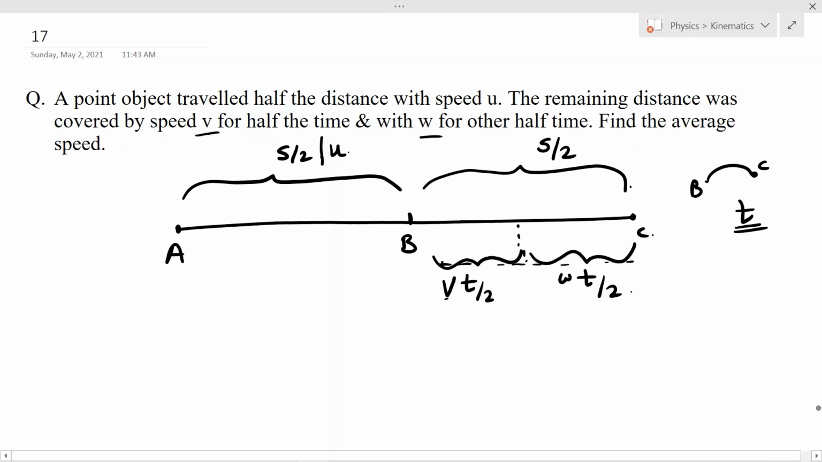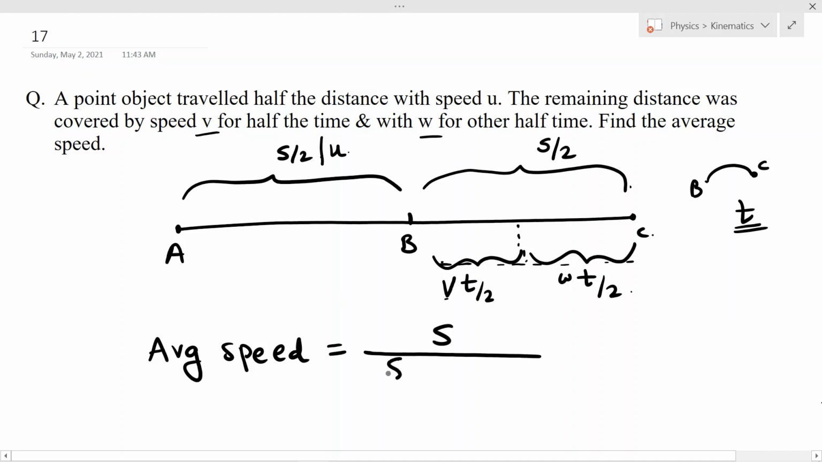So let's calculate what is the average speed. Average speed is total distance, that is s, divided by the total time. Now we know time is equal to distance upon speed. So the time is s by 2u plus, now what is the distance over here? The distance over here is s by 2, but we have to write time over here. So the time is t.